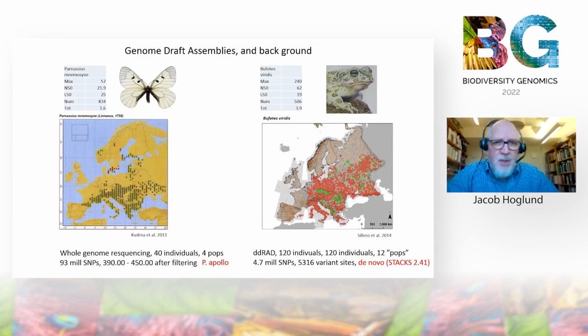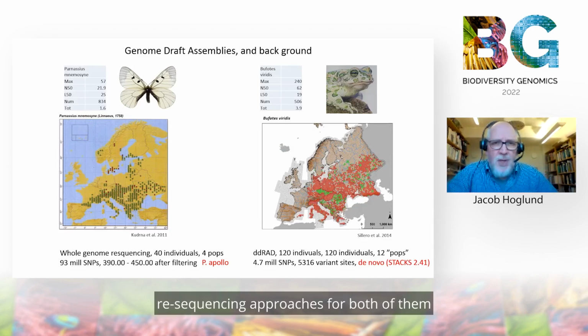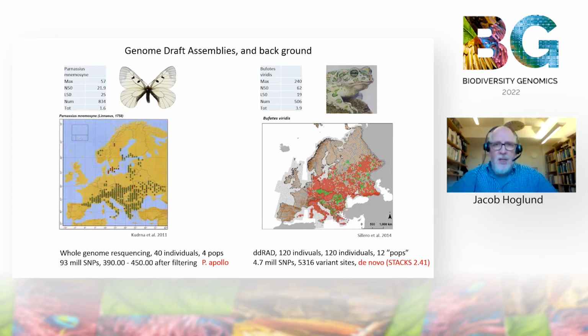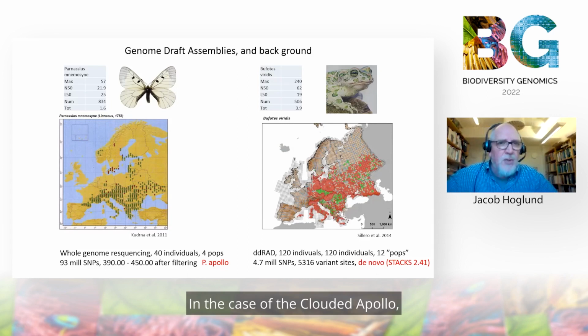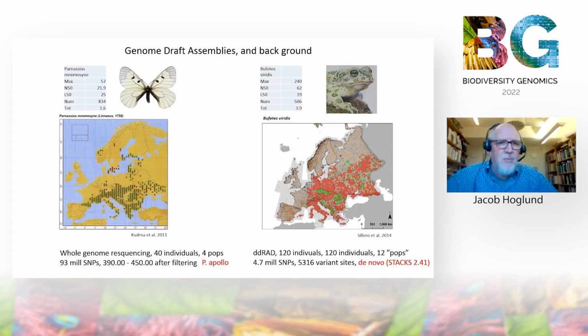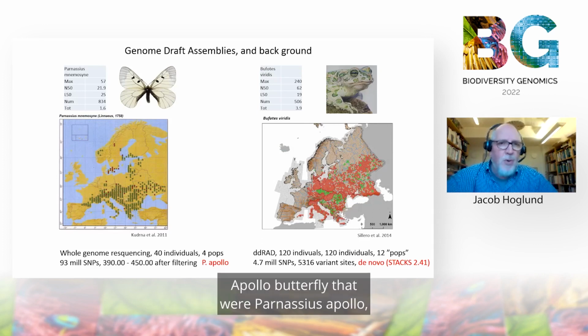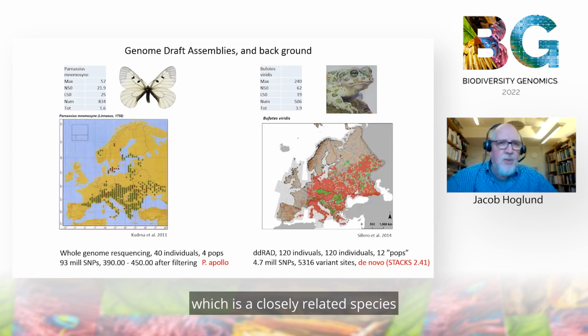We have been using resequencing approaches for both of them to get population genomic data. In the case of the clouded Apollo, we have mainly relied on mapping to a closely related species called the Apollo butterfly, or Parnassius apollo. And in the case of the green toad, we have used the DD-RAD protocol and the de novo assembly using the program Stacks.